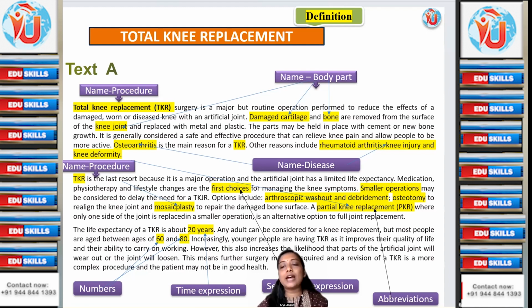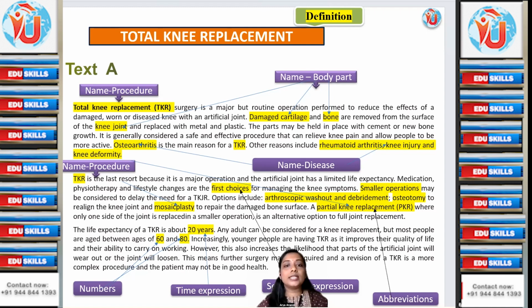And 3 minutes you have to check your answers, whether they are correct, and if there is any spelling mistake. So we have only 12 minutes. So start doing your text A. You have to skim now. For total knee replacement, you can underline when I'm telling these keywords on your printed material.